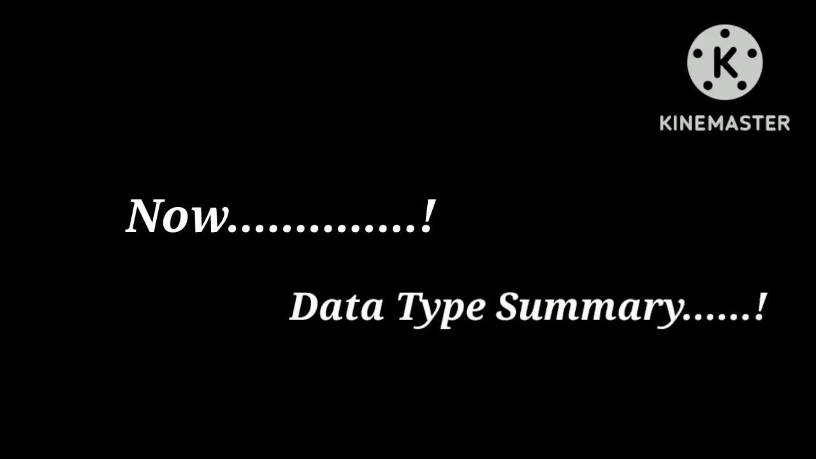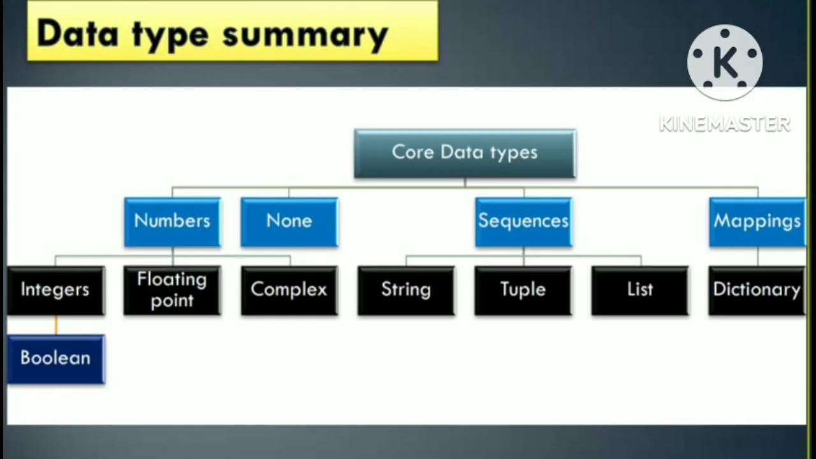Now, data type summary. Core data types are of four types: numbers, none, sequences, mappings. Numbers are of three types: integers, floating, complex. Integers are of one type, Boolean. Sequences are of three types: string, tuple, list. Mappings are of one type, dictionary.